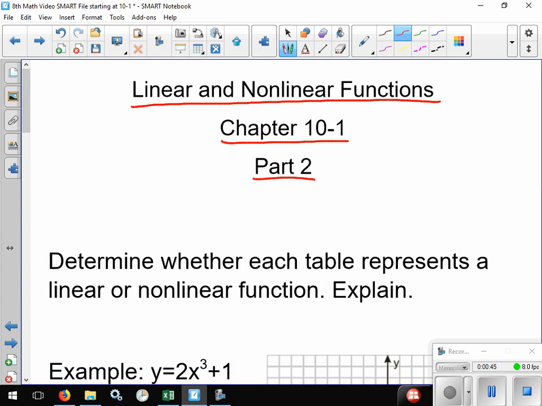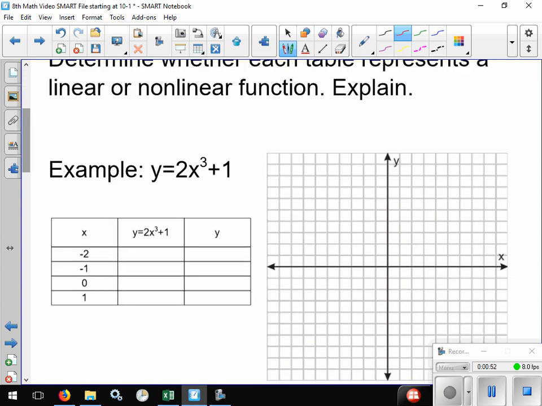All right, determine whether each table represents a linear or nonlinear function and explain. So here we have our table, but it's not filled in. Remember, we have some tables that are already filled in, and we just look at the constant rate of change. And then this table is not filled in, and we're going to graph it. But here we have something different that we haven't really explored before, an equation or a function that has a variable to a certain power. Here it's to the third power. Remember, when it's something to the third power, it's that number times itself that many times.